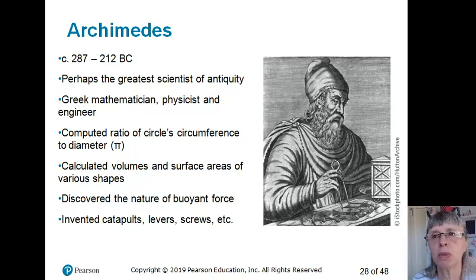This principle was discovered by Archimedes. He lived almost 2,000 years ago, and he was one of the greatest scientists that we are aware of. He was Greek. He was a mathematician, a physicist, and an engineer. He did a lot of very impressive things. And remember, this is 2,000 years ago. He calculated pi. He was one of the first.